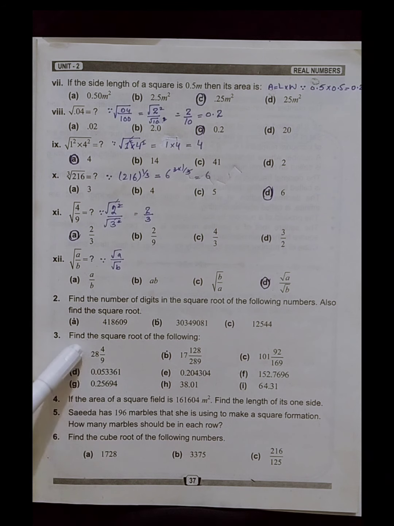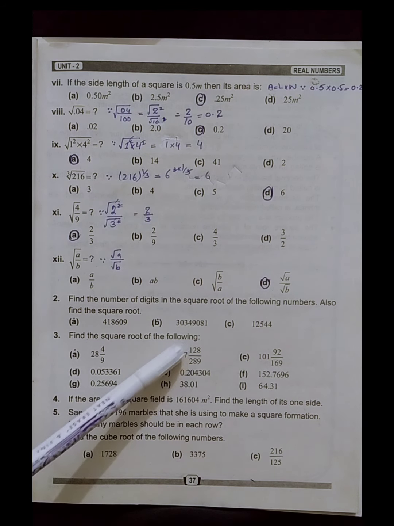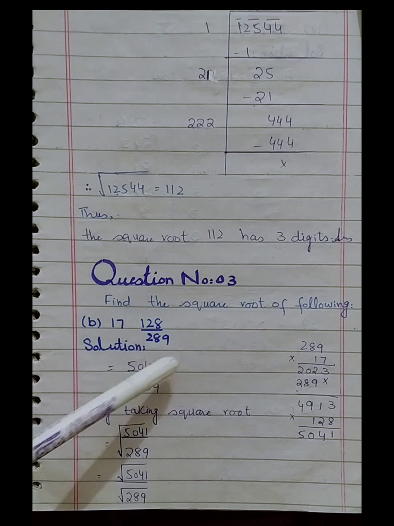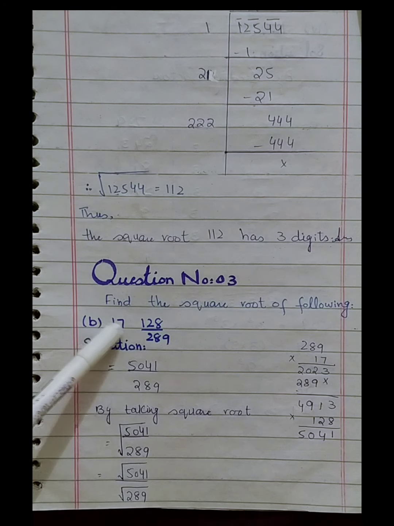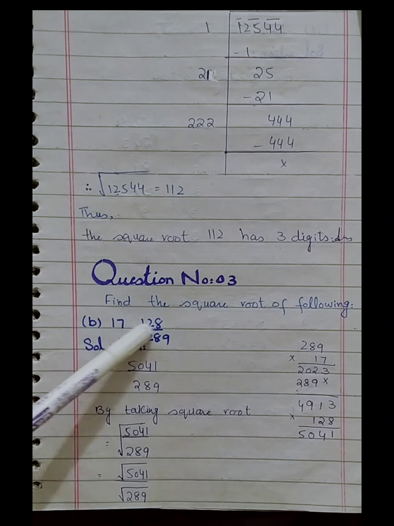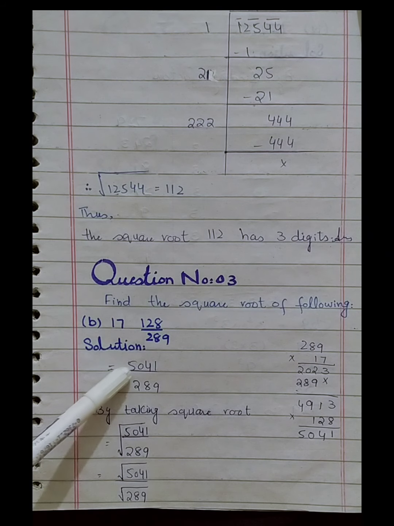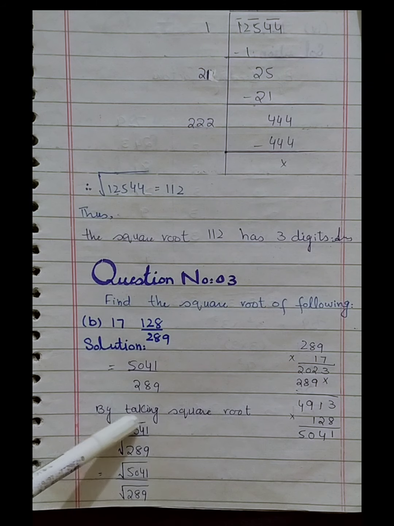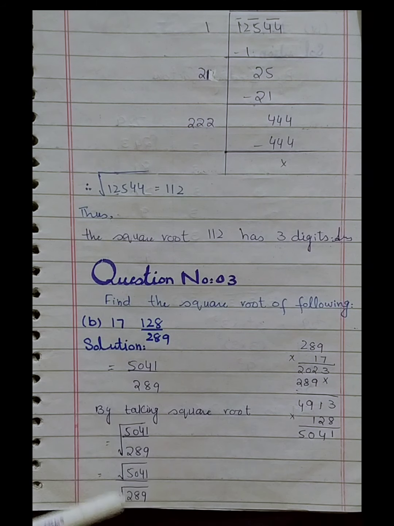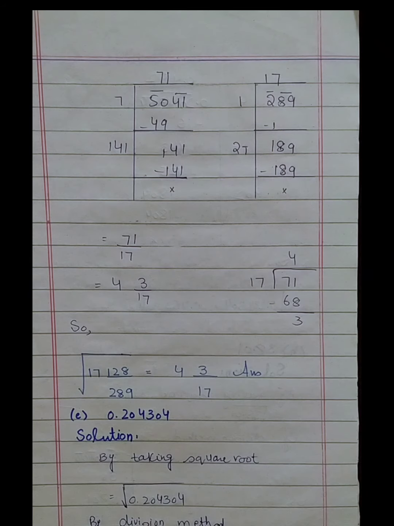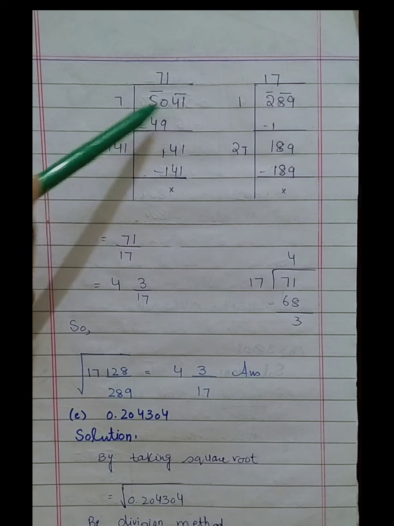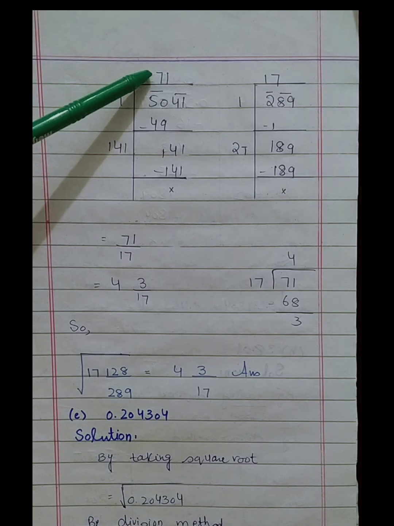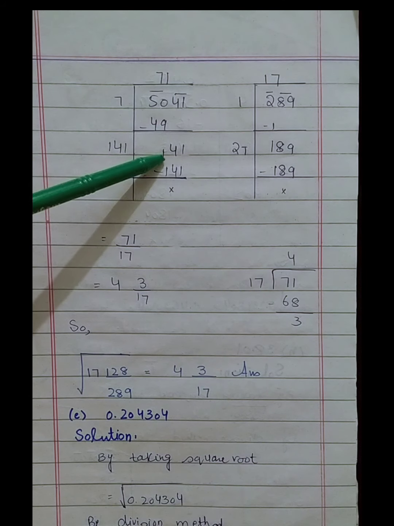The next question is to find the square root of the following. So we have a value in mixed fraction. Firstly we multiply 289 with 17 and add 128. We get the value 5041 divided by 289. So by taking the square root of both values, firstly we make pairs and then we take the value 7. 7 multiplied by 7 is 49. Subtract 49 from 50, we get 1.